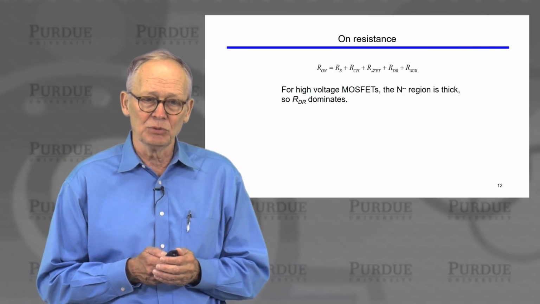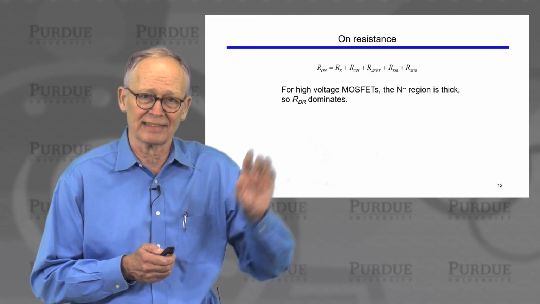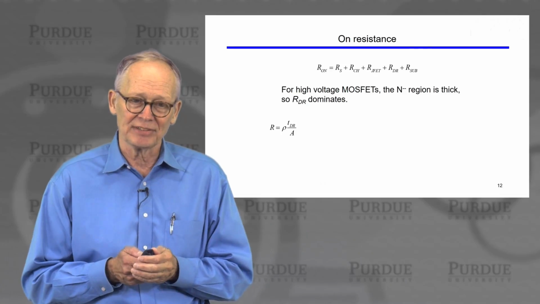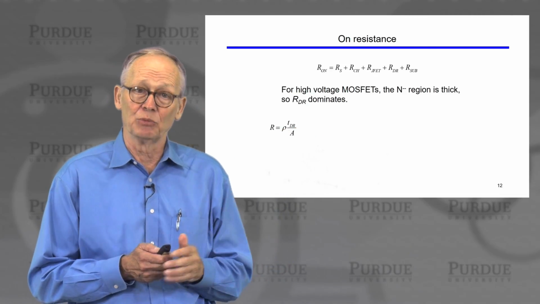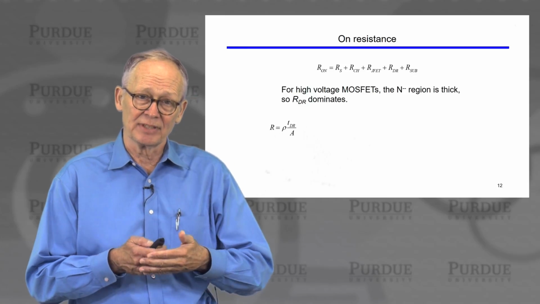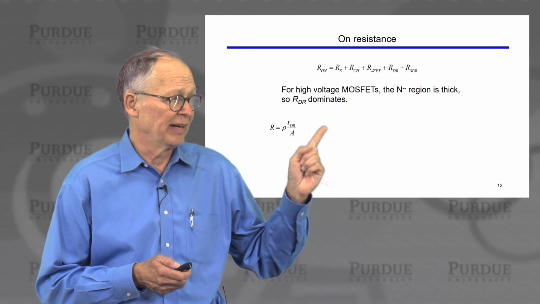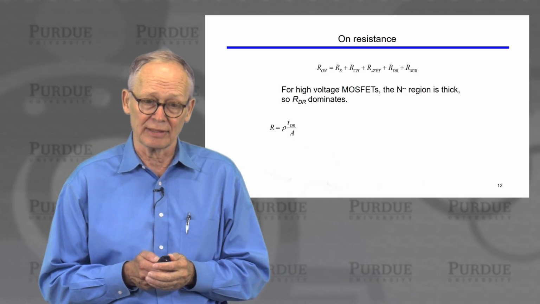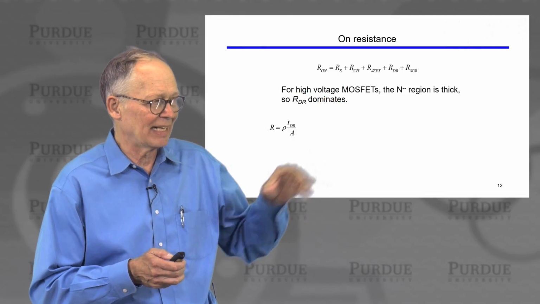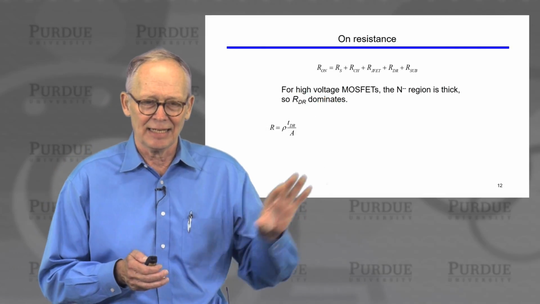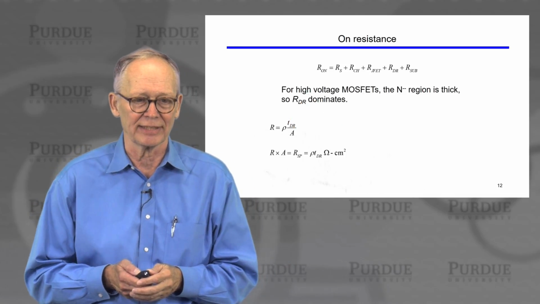That means that the lightly doped drift region resistance, RDR, is going to dominate. So the resistance of that will be the resistivity of that layer times the length of the current flow, which is the thickness of that drift region, divided by the area through which that current flows. Now, it's really a two-dimensional current flow, so it's not clear exactly what the length or the area is, but we can get the idea.